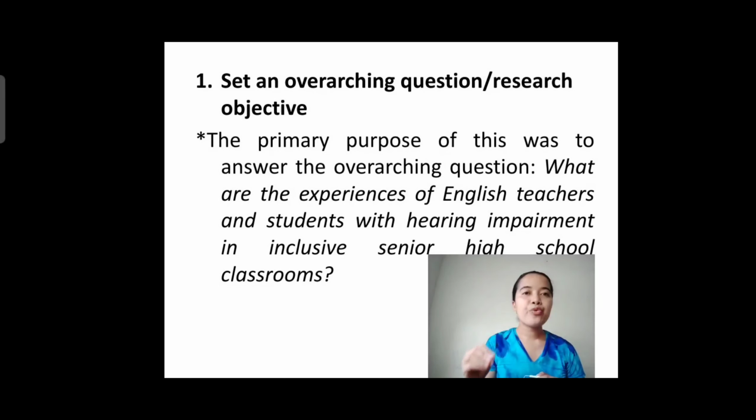When we talk about an overarching question, it means this is the general question that we have to answer from our qualitative research. So this is an example of an overarching question from the qualitative research that I had. My overarching question was, what are the experiences of English teachers and students with hearing impairment in inclusive senior high school classrooms? So from the general question, I already had the purpose of my study.